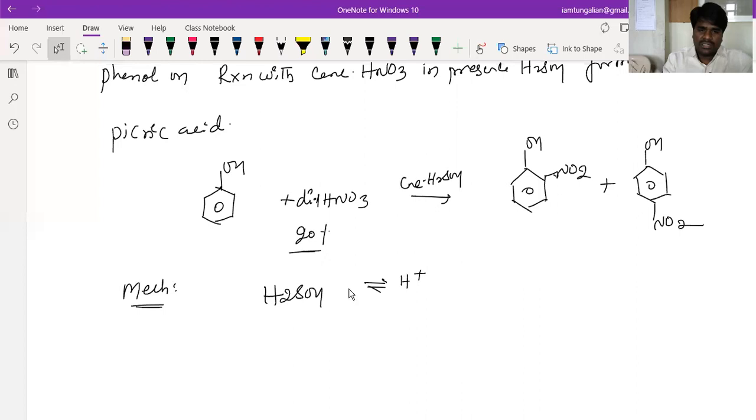For example, phenol on reaction with concentrated HNO3 in the presence of H2SO4 forms picric acid.